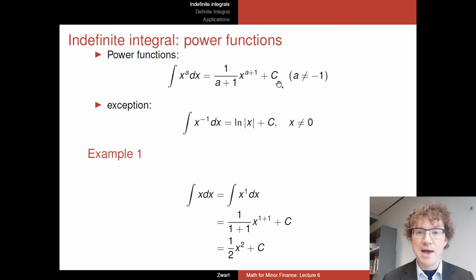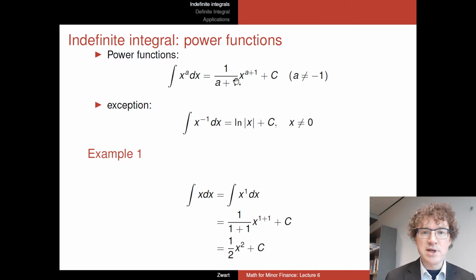And of course we have to include this plus c, so adding any constant: adding +1, adding +0, adding +100, all those will do as well. So we denote this by adding any constant c.